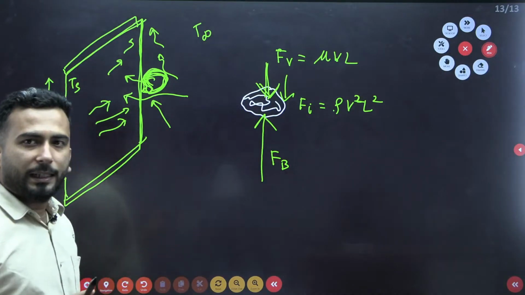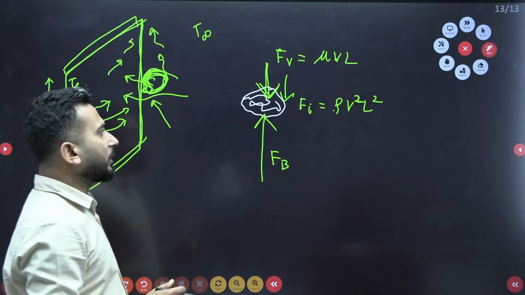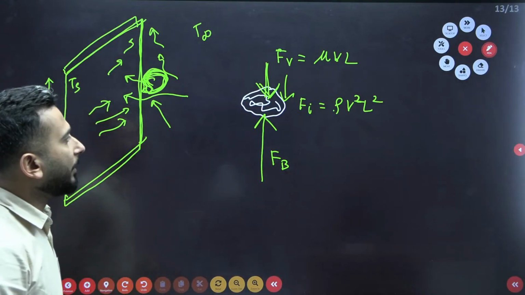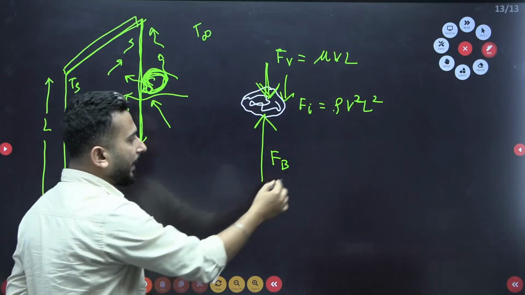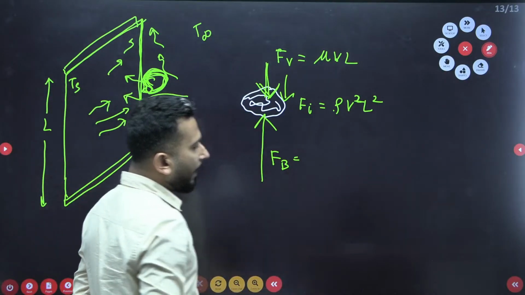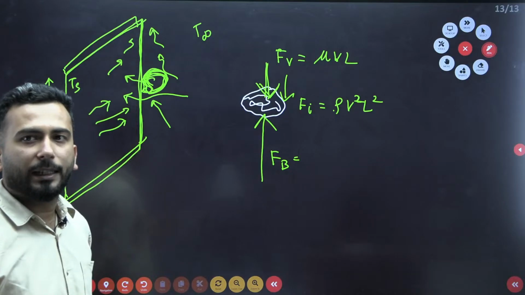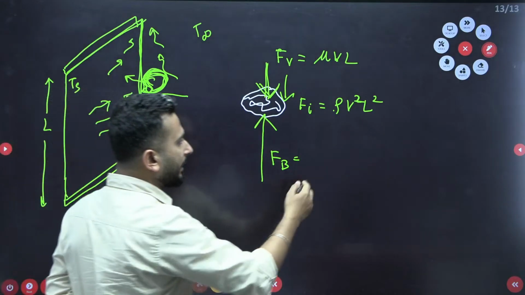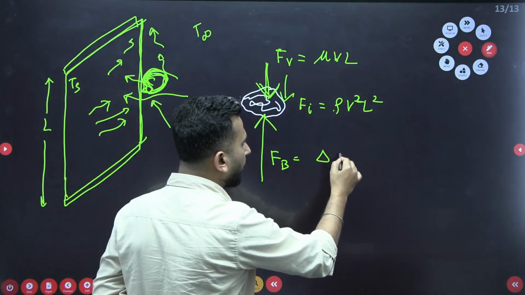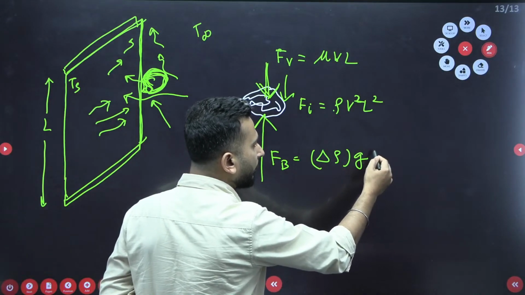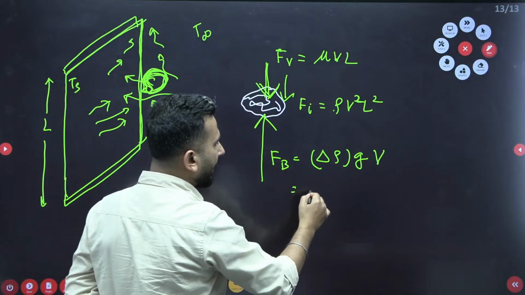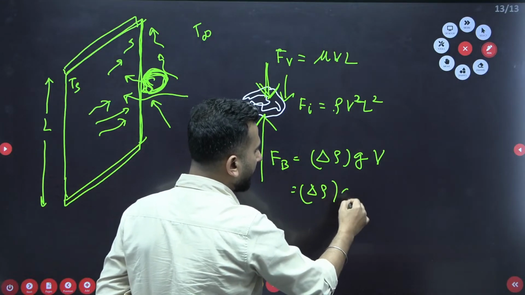So majorly three forces will come into picture: viscous force, inertia force, and buoyant force. Now, what will the buoyancy force be? The buoyancy force, whatever is taking place, is due to density difference. So delta rho, density difference, into g, and V, volume. In place of volume I can write L cube.